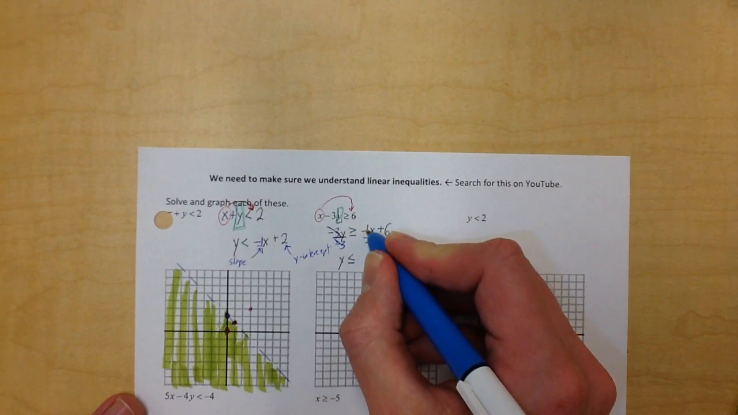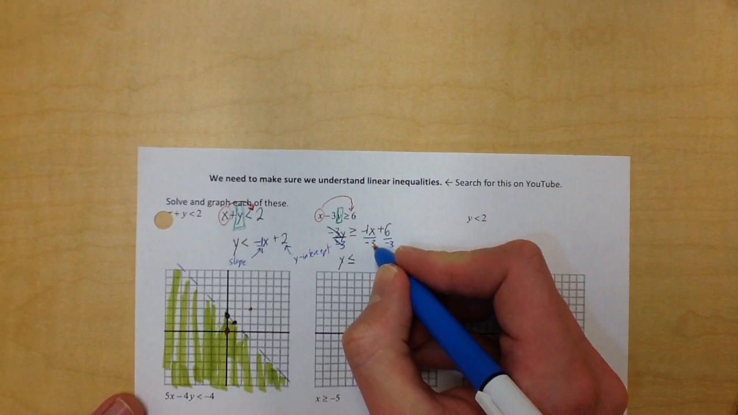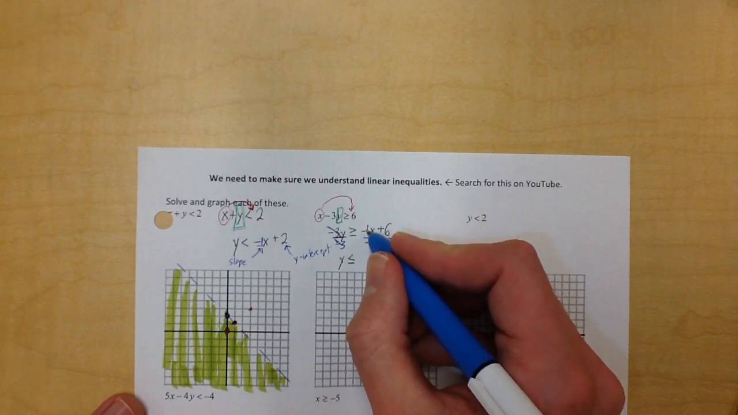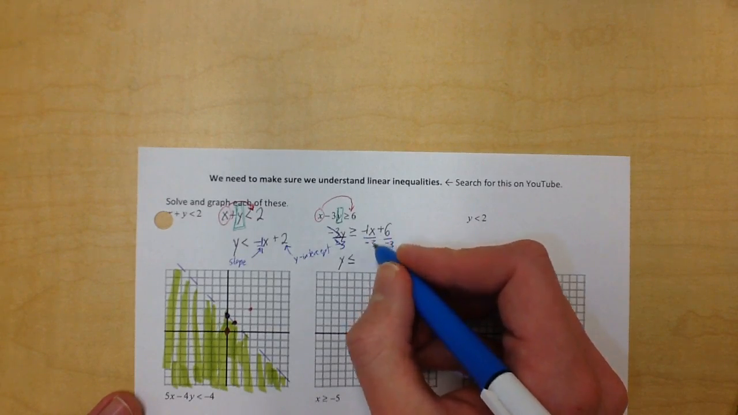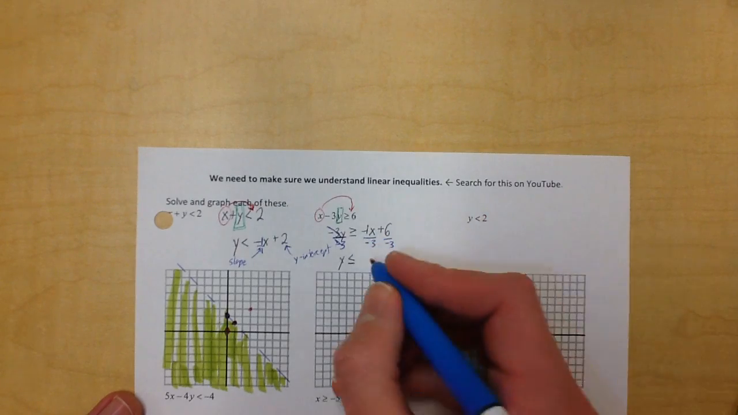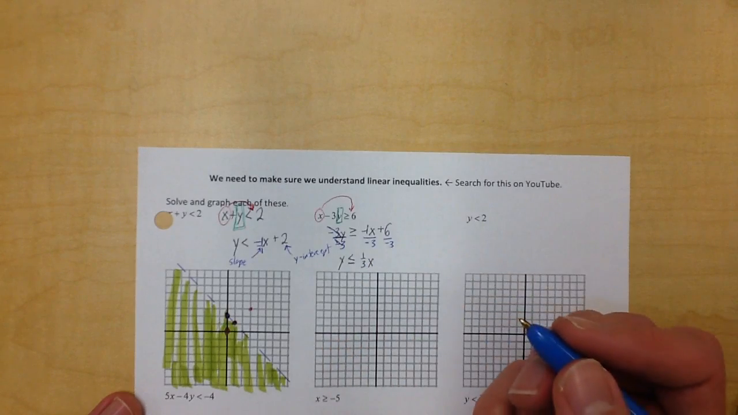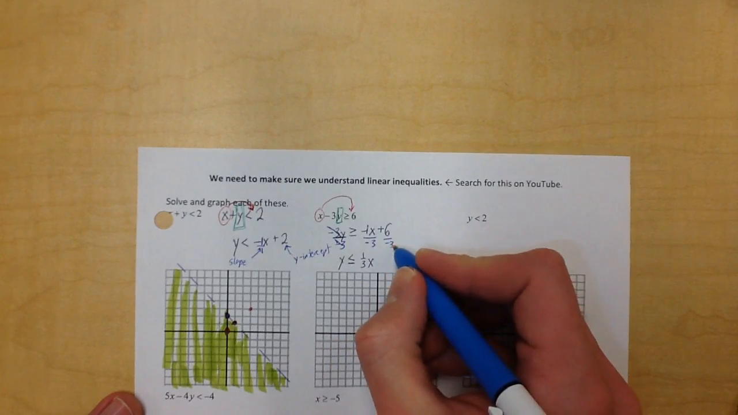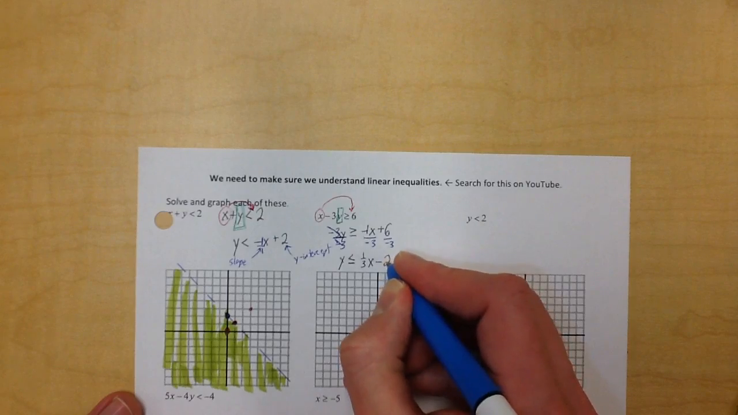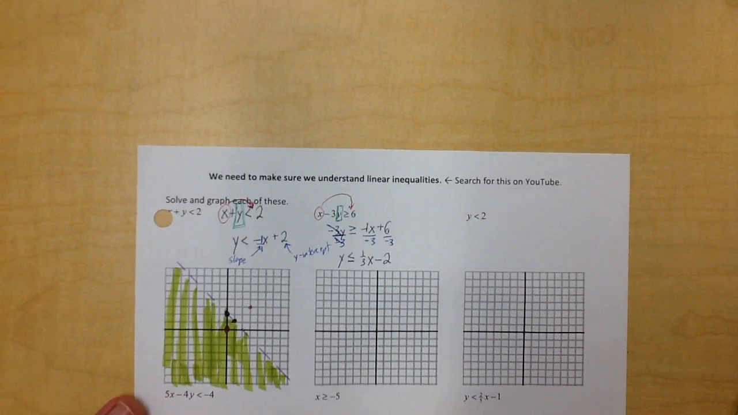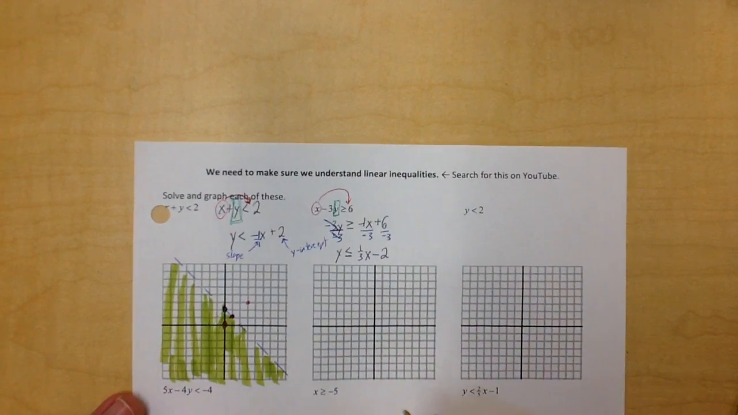Negative 1, there was a 1 here, divided by negative 3. Negative 1 divided by negative 3, well, you know it's positive. Negative divided by negative is positive. So 1/3 x. 6 divided by negative 3 is negative 2. And we're ready to graph. I hope you're excited. I am.